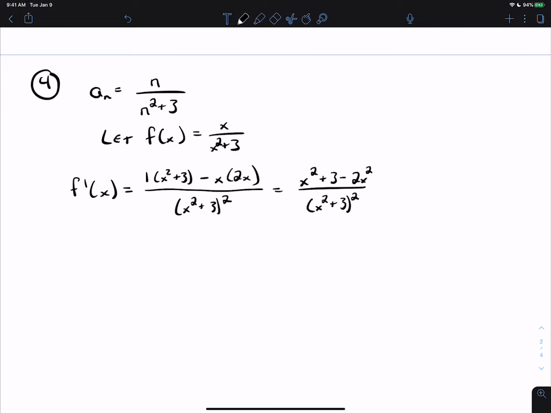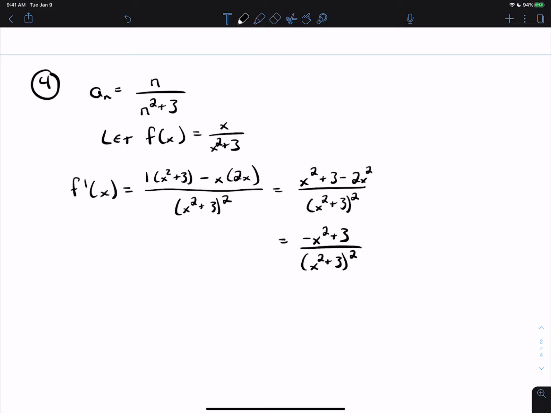When we do that, we simplify that to negative x squared plus 3 over (x squared plus 3) squared. Now we analyze that and figure out whether we can tell whether that is positive or negative, or do we not know. And if we look at the bottom, because the entire thing is squared, the bottom must be positive. So x squared is at least 0. When we add 3, that's at least 3. And when we square that, then obviously that's a positive number still.